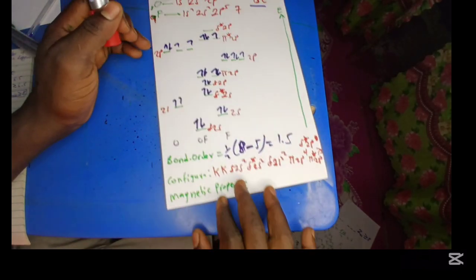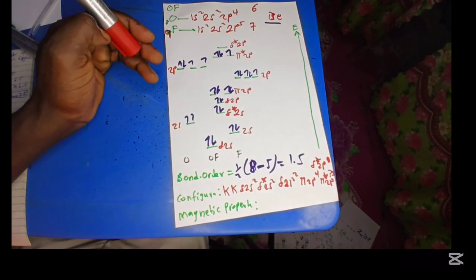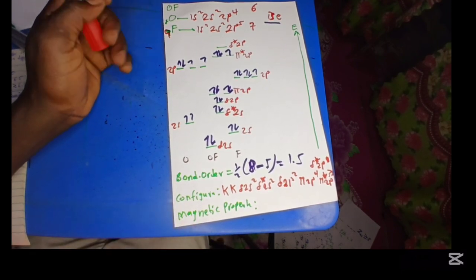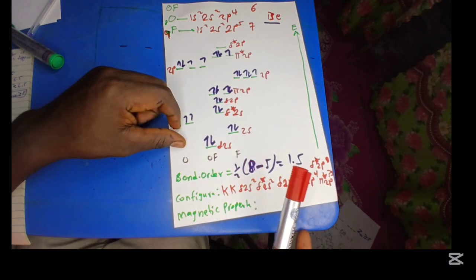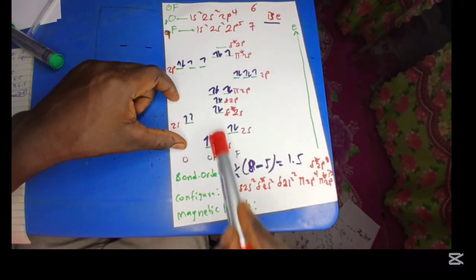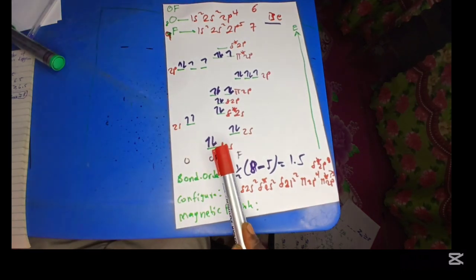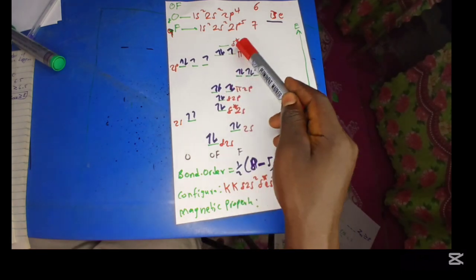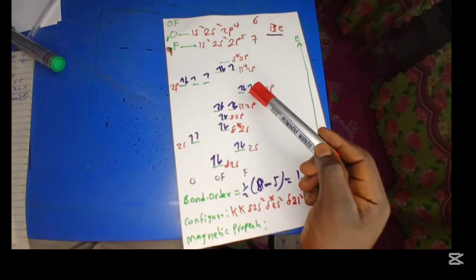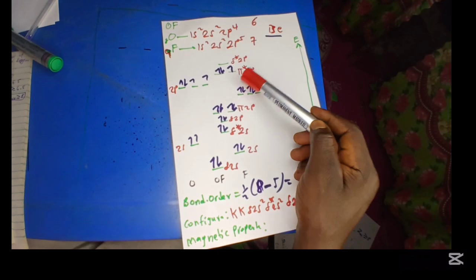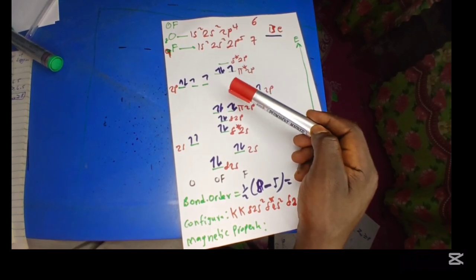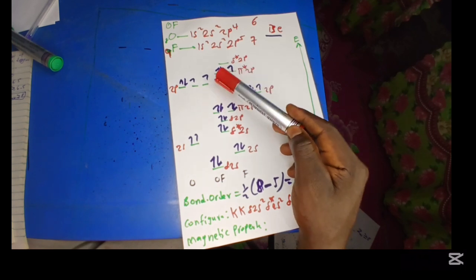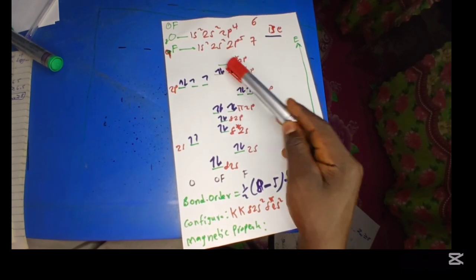And then, is this molecule OF paramagnetic or diamagnetic? We can tell if it is para or diamagnetic by looking at its molecular orbital. If you have unpaired electrons, then it is para. If you have paired electrons, it is dia. Looking at the molecular orbital, you can see that here we have an unpaired electron at the pi antibonding orbital of the 2p orbital. We have 2 electrons here and 1 electron, so the electrons are not paired here.